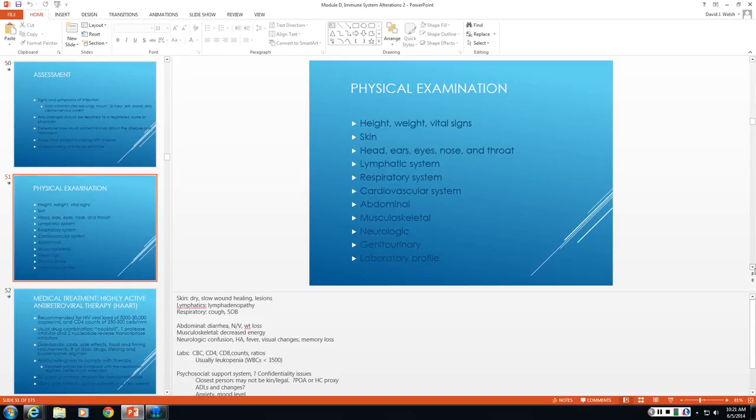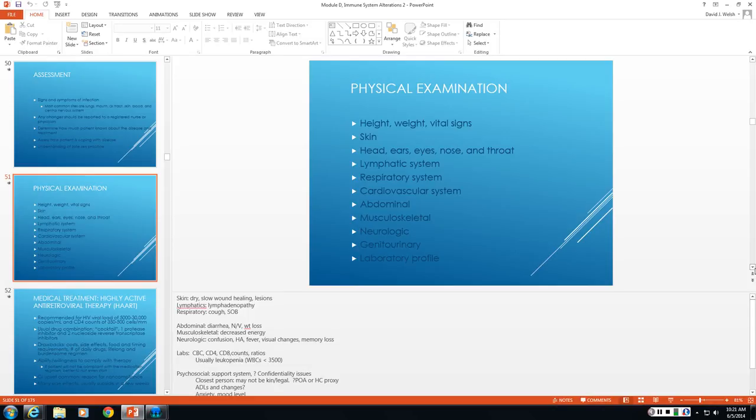Their cardiovascular system. You want to look at their abdominal area. Are they having problems with nausea and vomiting, weight loss, diarrhea? Musculoskeletal: do they have decreased energy? Are they having body aches? Neurologic: do they have any problems with headaches, confusion, fever, visual or memory changes going on? Their GI-GU system.